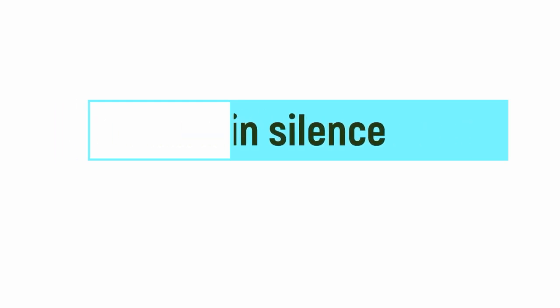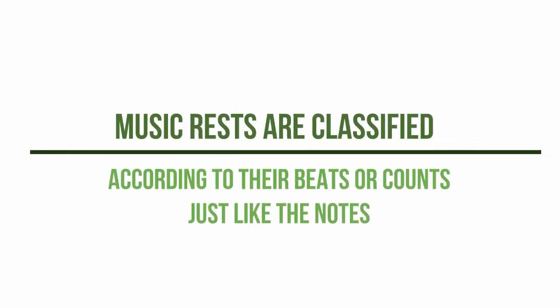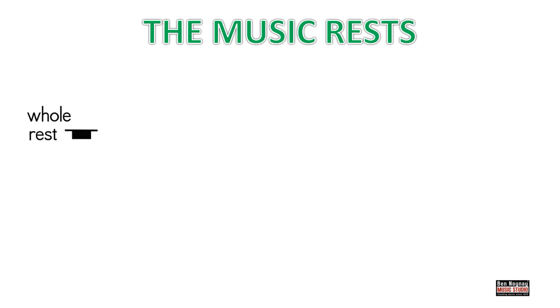And this is where the music rests come in. Music rests are classified according to their beats or counts, just like the notes. Each music rest is represented by a symbol. This is the whole rest. It has the same 4 beats as the whole note. The only difference is the whole rest has 4 beats of silence.